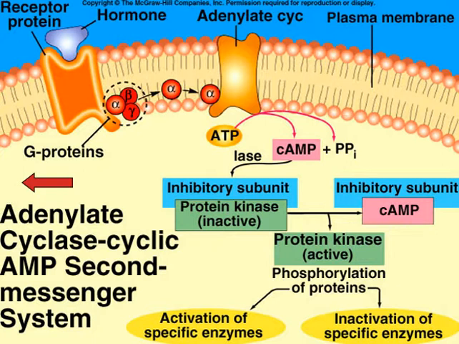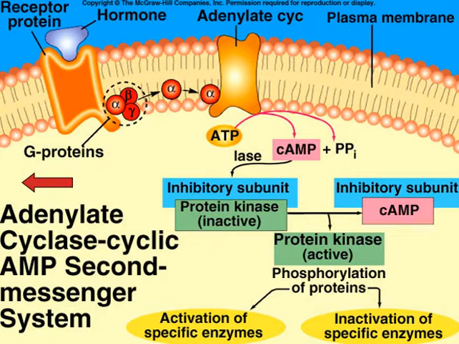The cyclic AMP. So the hormone can't get in, but it can use the second messenger, cyclic AMP, to activate the protein kinase and cause the action change inside the cell. So this is how protein hormones work. Okay? They use a receptor using G proteins and cyclic AMP.